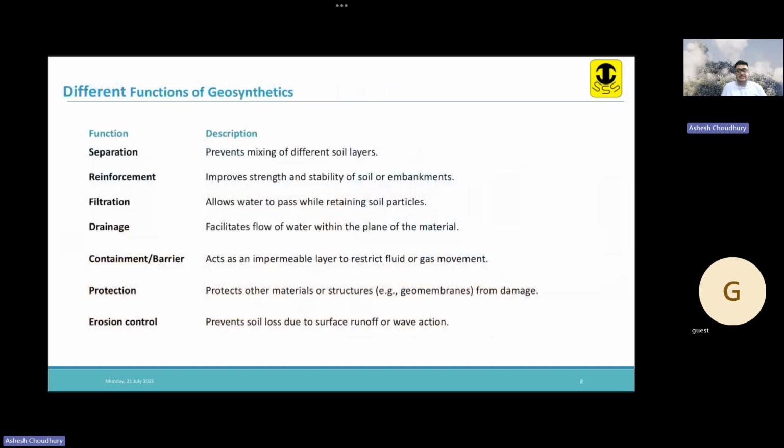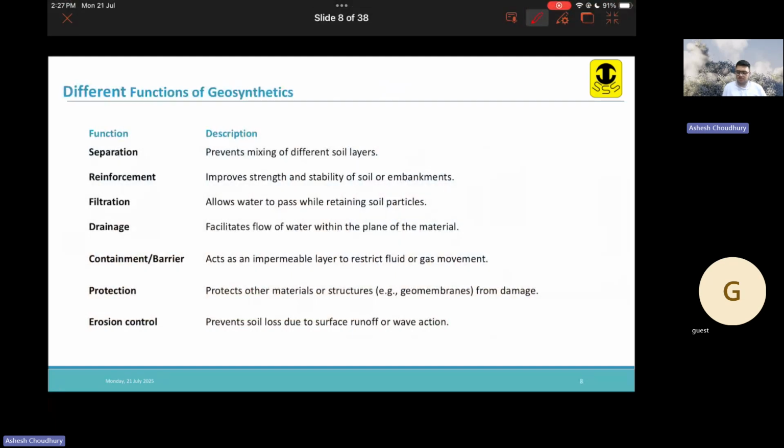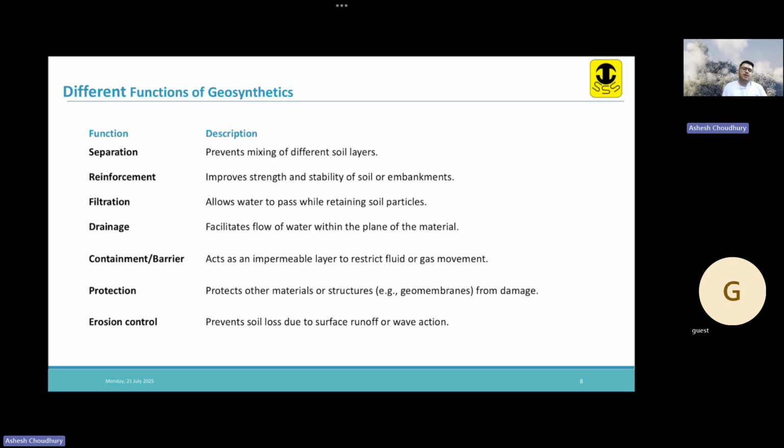So you have read it, right? Read the function. So what is the first function? The first function is separation. So what is separation? Separation means it prevents mixing of different soil layers.